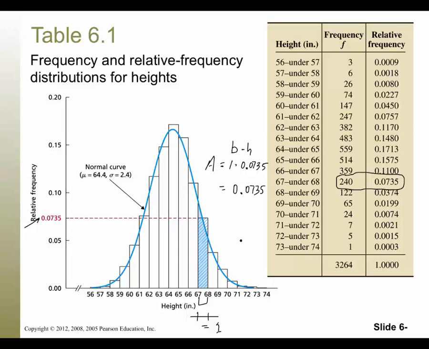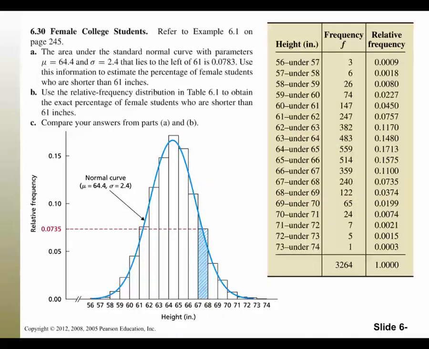Okay, so when we're doing these areas under the curve, this is where it comes from, right? It comes from this idea. So let's look at an example of this. Same thing, it says the area under the standard normal curve with parameters, the mean is 64.4, standard deviation 2.4, that lies to the left of 61 is 0.0783.